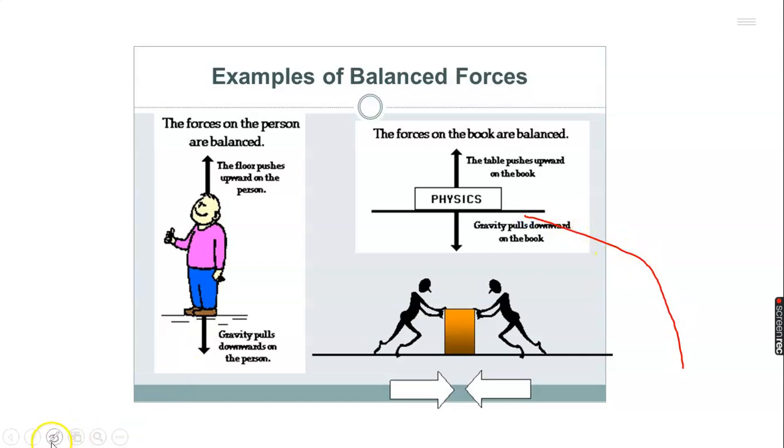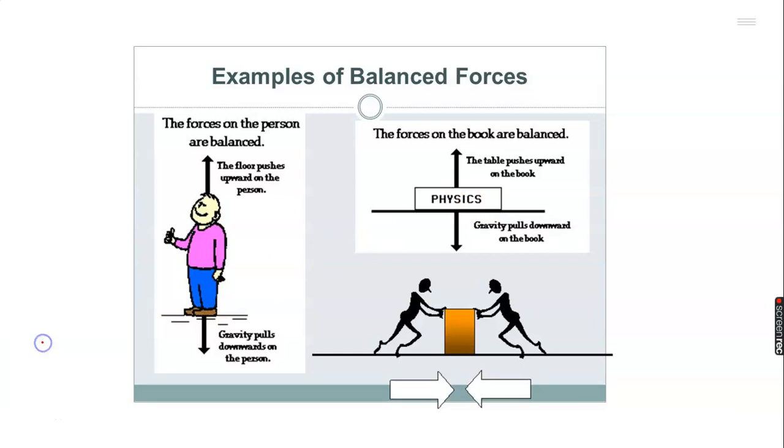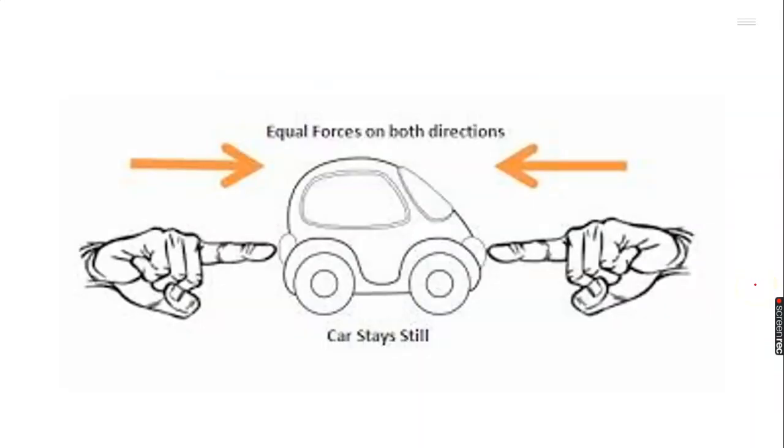Just like you have your physics textbook on your table, there's a force which the table exerts on that textbook, which is making it stay on the table. And there's another force being exerted downward, which is gravity, which pulls the book downward. So when the one pushing it upward equals the one pulling it downward, you have a net force of 0. That's a balanced force. Same thing here. Equal force in both directions.